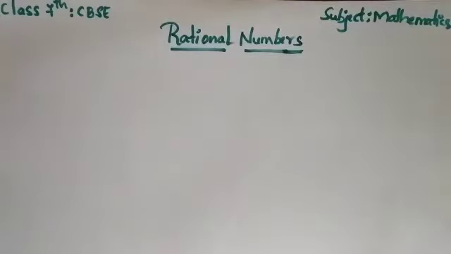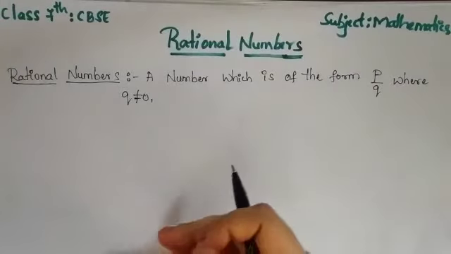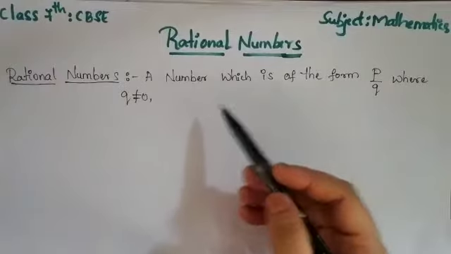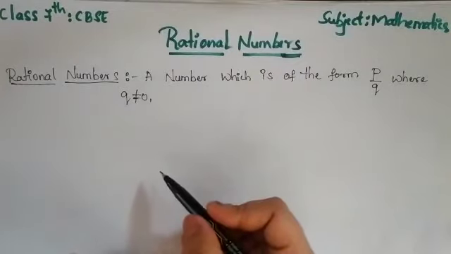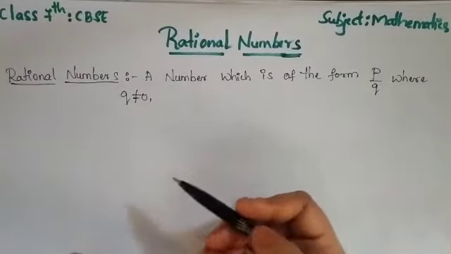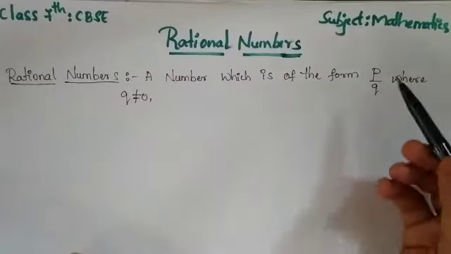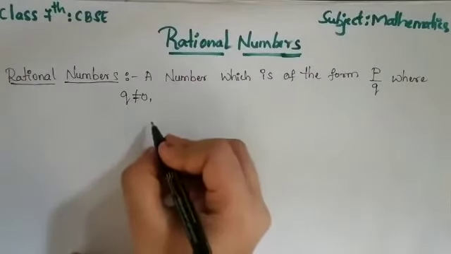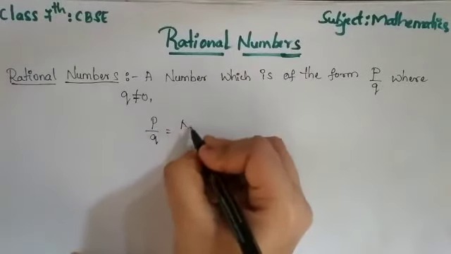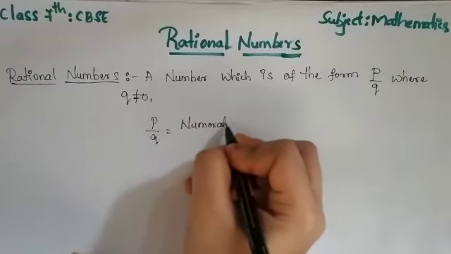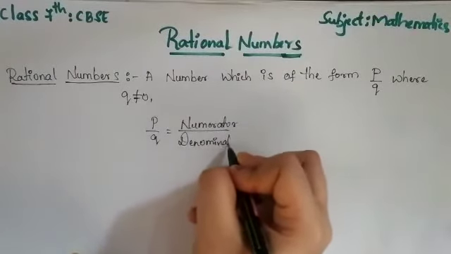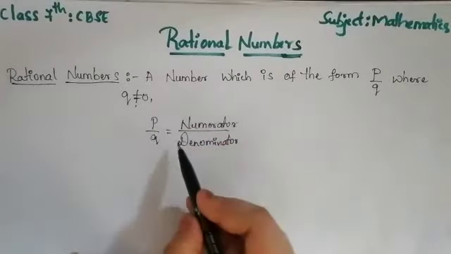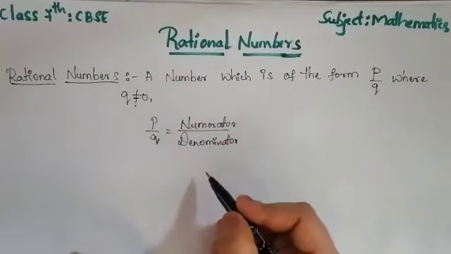In the previous class we learned what a rational number is. According to that, rational numbers are numbers of the form p by q, where q is not equal to 0. That means it is like a fraction, having both a numerator and a denominator, where the denominator should not be equal to 0.